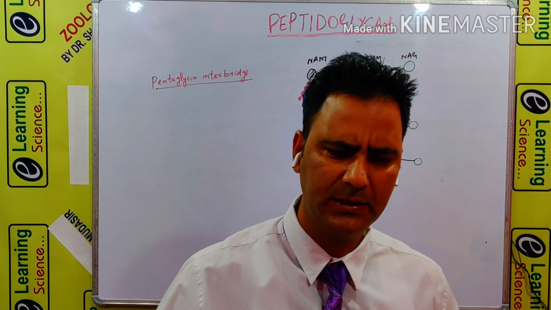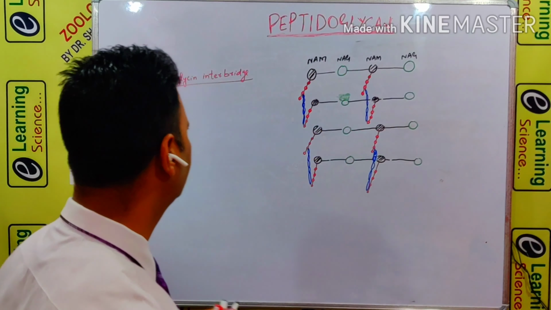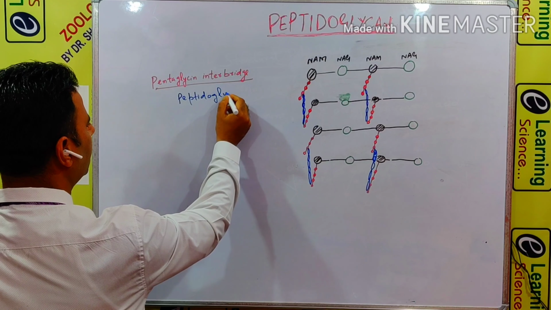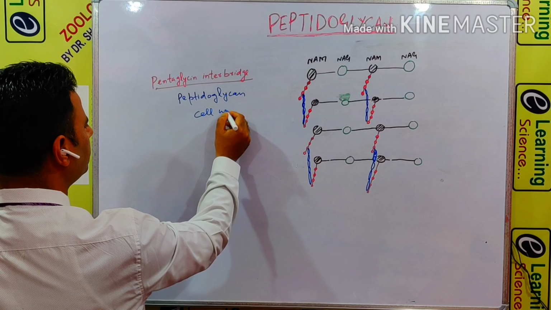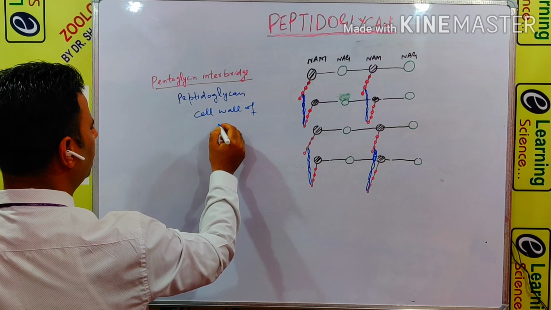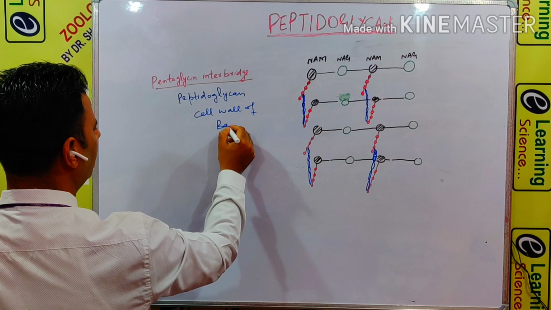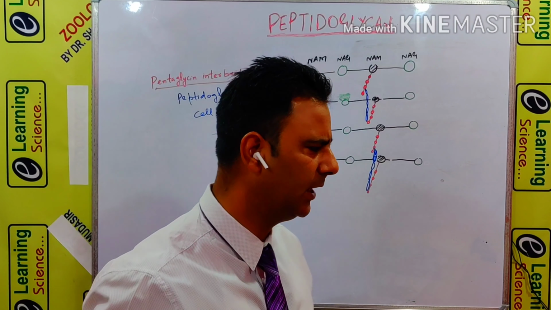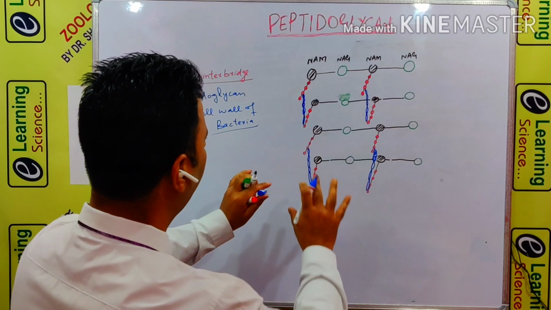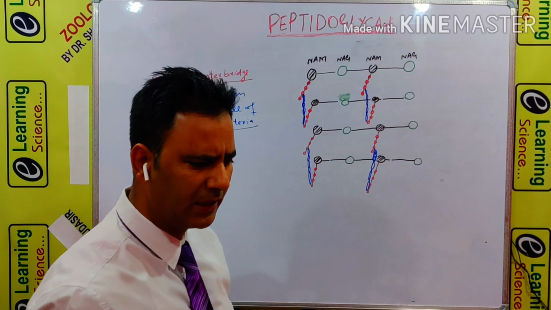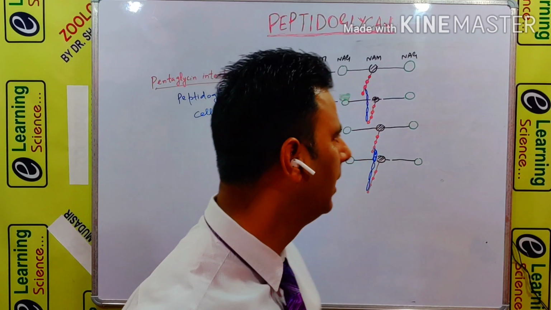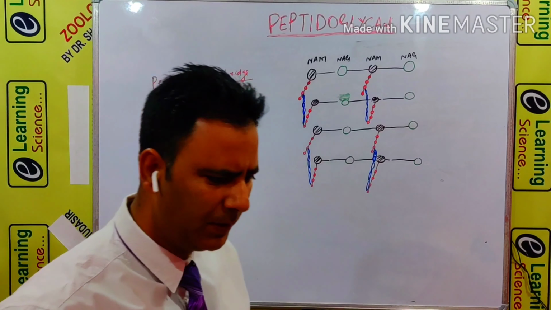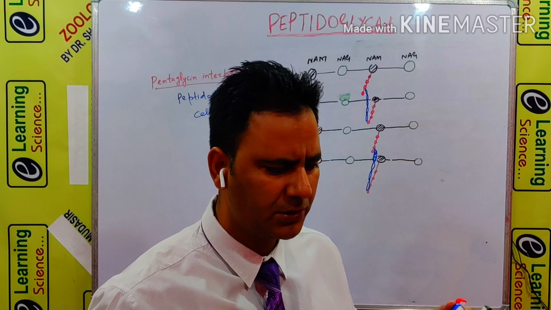Now, peptidoglycan has a very good importance because this peptidoglycan is forming the cell wall of both gram-positive and gram-negative bacteria, or we can say it is making the cell wall of bacteria. For the synthesis of the cell wall of bacteria, we require this peptidoglycan. And in the peptidoglycan, we have the repeating units of N-acetylglucosamine, N-acetylmuramic acid, and there is formation of a pentaglycin interbridge, and this interbridge is making the structure very stable.